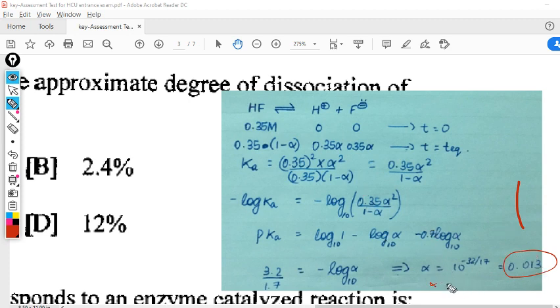Here, he didn't ask for the degree of dissociation. It is asked in percentage. So percentage means 0.013 into 100, so it is approximately 1.3. The given answer is 1.3. That is the correct answer. Okay. Next.